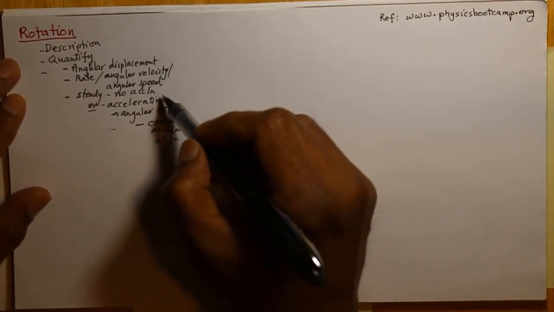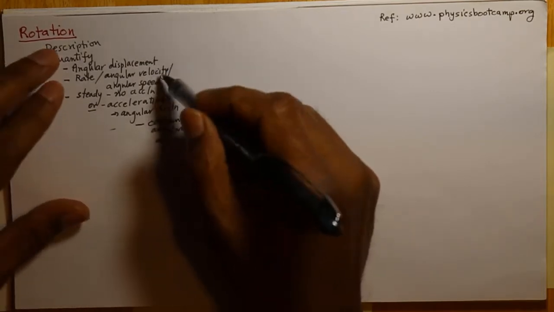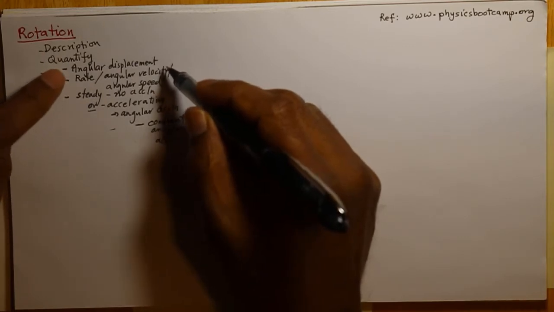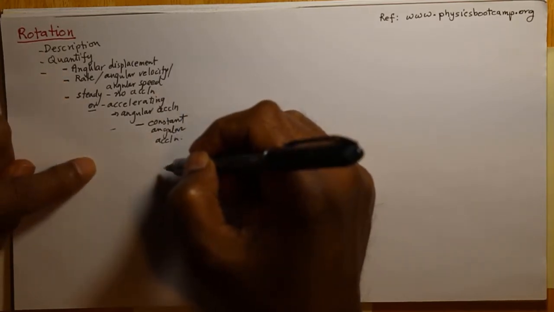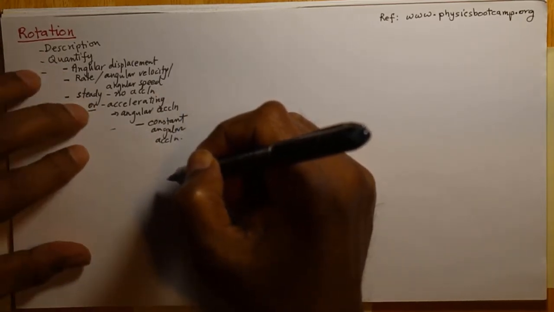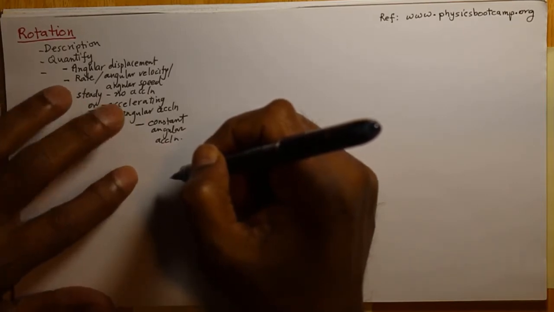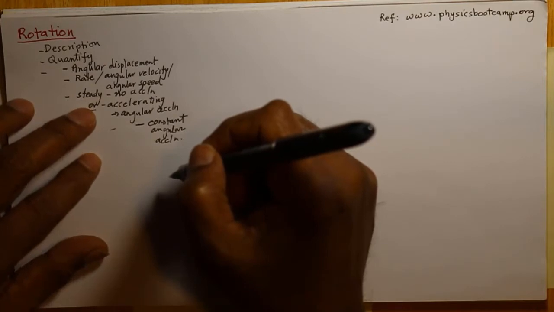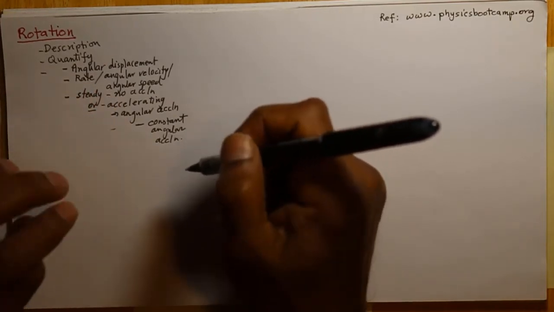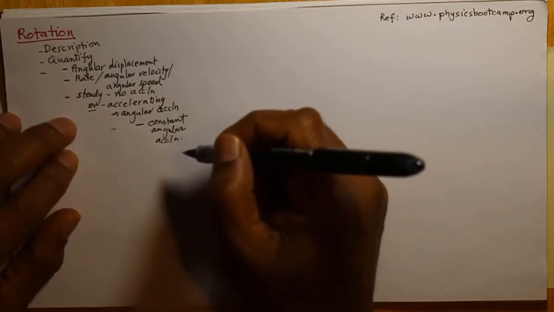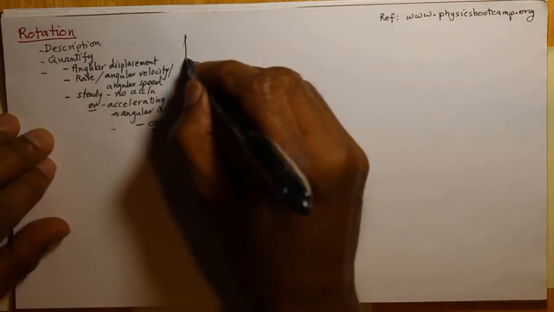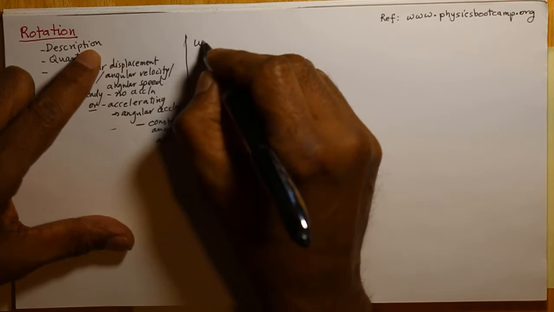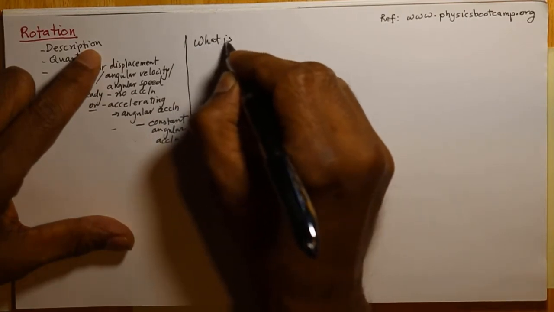These can all be thought of in a non-vector way, but they are vector properties in the sense that they do have direction. So if something is rotating, it can rotate one way versus another way. We want to make a distinction, and so there is a direction involved. Okay, so let's see how we would describe rotation. What is rotation?